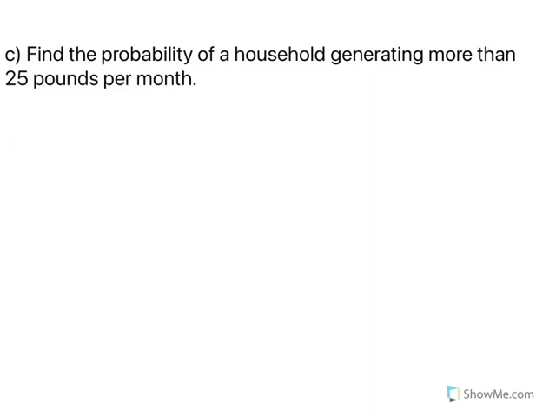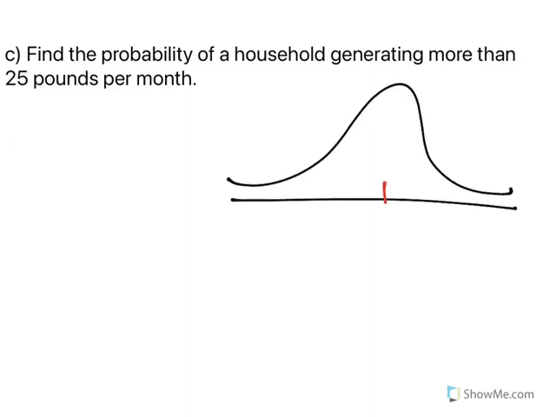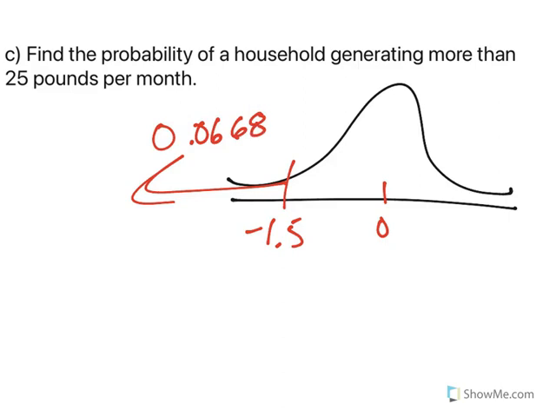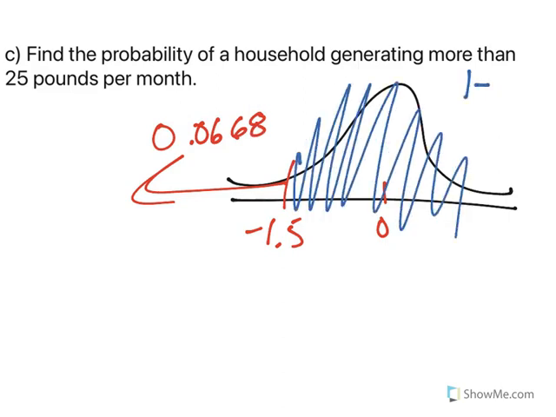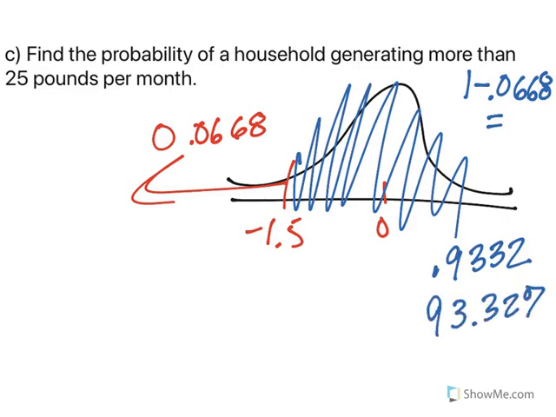What about more than 25 pounds? Well, graphically, again, we have 0. So here's negative 1.5. We know that the area to the left is 0.0668. So that means the area to the right of this would be 1 minus 0.0668, which gives me 0.9332, or 93.32%. So it depends if you want to talk about probability as a decimal or as a percent. Mathematically, they're equivalent, so it really doesn't matter. And I believe that's it.